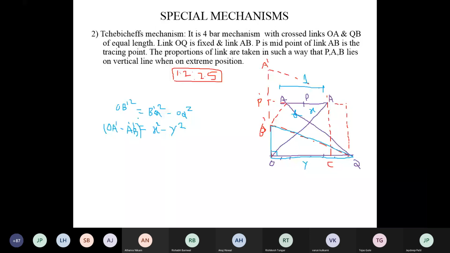Tell me, what is the length of OA dash from figure? OA dash is same as OA, na? Correct? From figure, X minus 1. Yes, sir. Means it is your X minus A dash B dash, means AB. What is the magnitude of AB? It is your 1, bracket square. Correct? Is equal to X square minus Y square. Is it right?